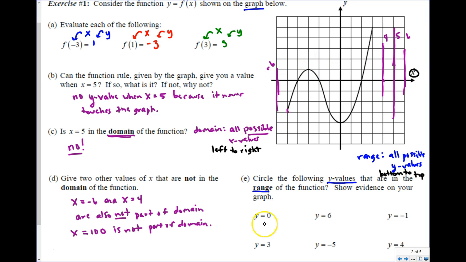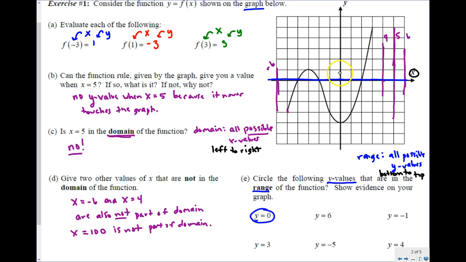Okay? And the first thing I'm going to think about is y equals 0. So y equals 0 is this line right here. Does this line cross any x values? Yep, right here, and right here. So is it part of the range? Yes, because it hits the graph.